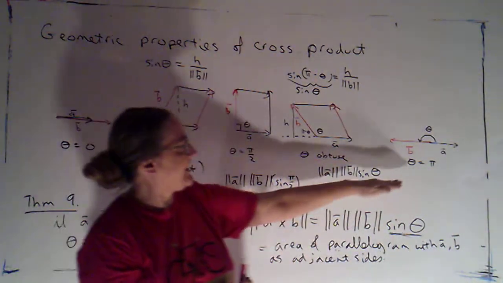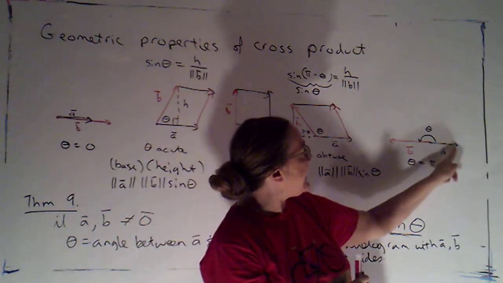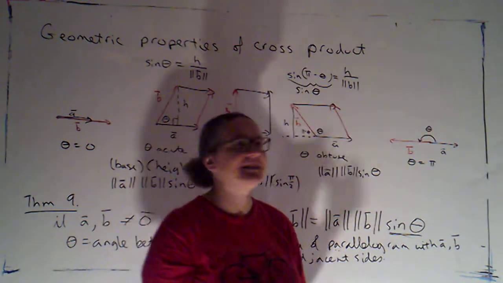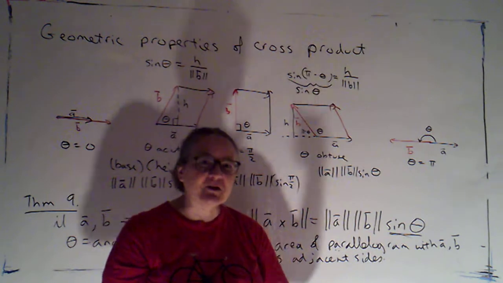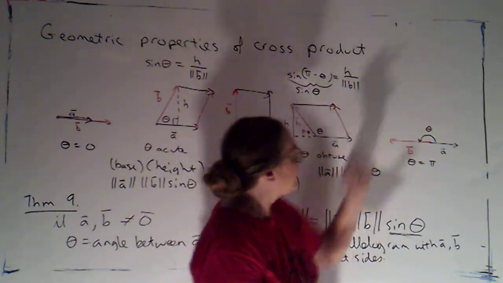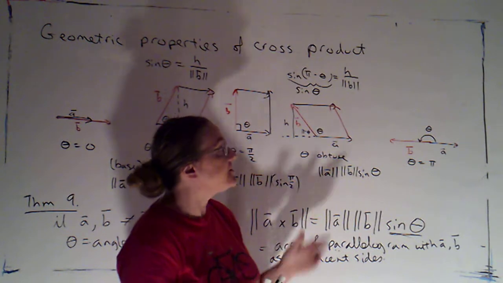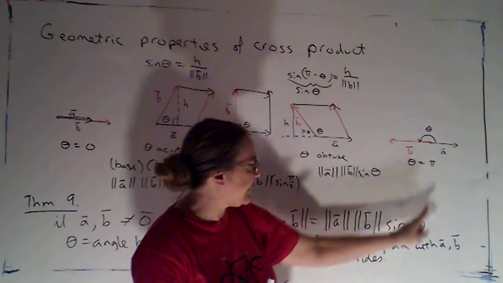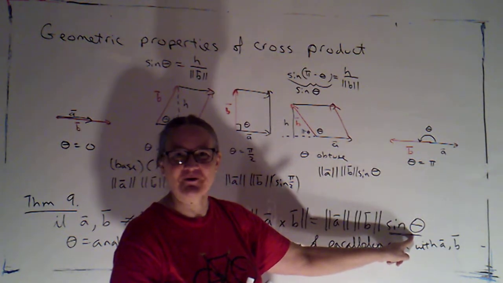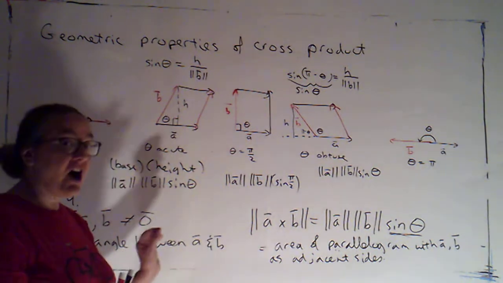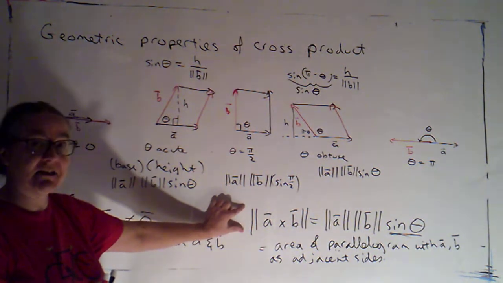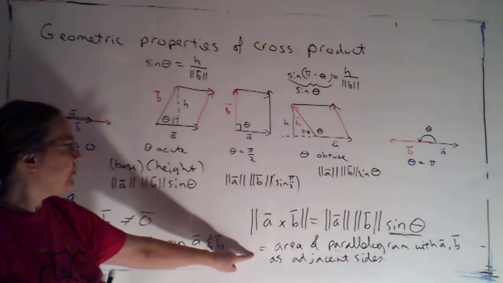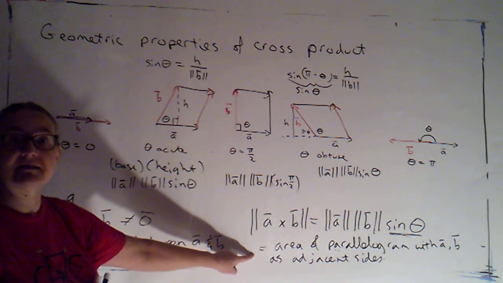And then, in this last case, again, A and B are parallel. They're just pointing in opposite directions, but that means that they form a degenerate parallelogram. There's zero height when I try to draw in a parallelogram here, so the area of the degenerate parallelogram would be 0, and with the angle between them being pi, well, sine of pi is 0. So, for non-zero vectors, the significance of the magnitude of the cross product is that it is the area of the parallelogram with those two vectors that I'm crossing as adjacent sides.